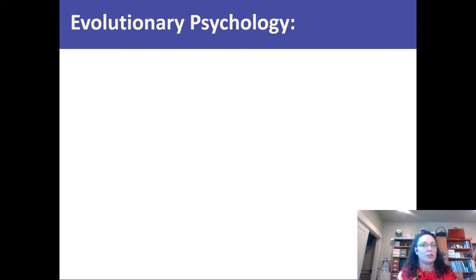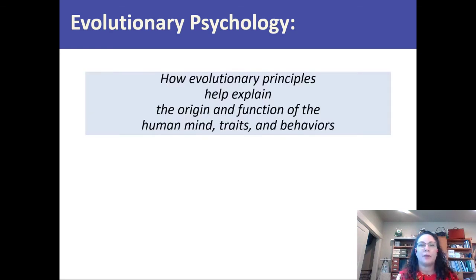Now, something which is still a biological explanation of psychological behavior would be evolutionary psychology. Different from behavior genetics, it's almost the flip opposite side. Evolutionary psychology is looking at how evolutionary principles help to explain the origin and function of the human mind, traits, and behaviors. If you think about behavior genetics for a second, it's really trying to understand individual differences. In evolutionary psychology, we're trying to look for species-wide consistencies, things that seem to be outcomes that have benefited our species over time.